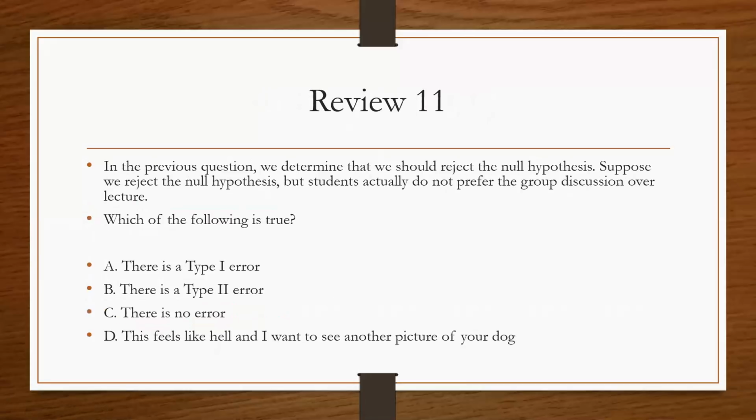In the previous question, we determined that we should reject the null. We're just coming up with this on the spot. Suppose we reject the null, but the students actually do not prefer the group discussion over the lecture. Which of the following is true? There's a type 1 error, there's a type 2 error, there's no error, or this is awful, I just want to see another picture of your dog.